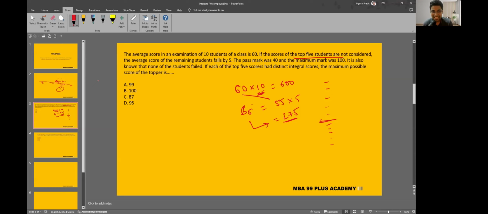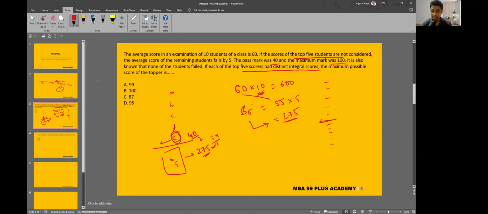Now, it says that none of the students failed, pass marks is 40, maximum is 100, if each of the top 5 scorers had distinct integral scores. So let's say the top 5 students are A, B, C, D, E, and then there are bottom 5 students whose sum of marks is 275. Now, maximum marks is 100, so I can't just go on and assign the pass marks 40. So let's say I just can't go ahead and assign 40 marks to it. Why? Because the other students' marks will be 39 or less and their sum total will not be equal to 275. So I have to figure out first what is the marks that E scored.